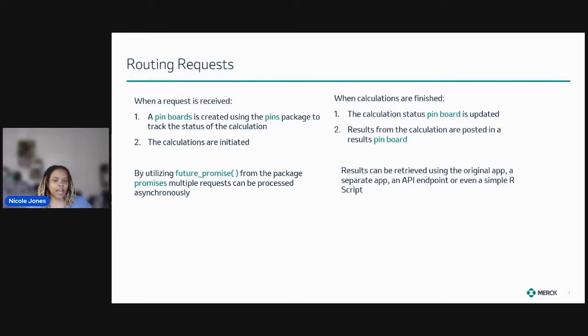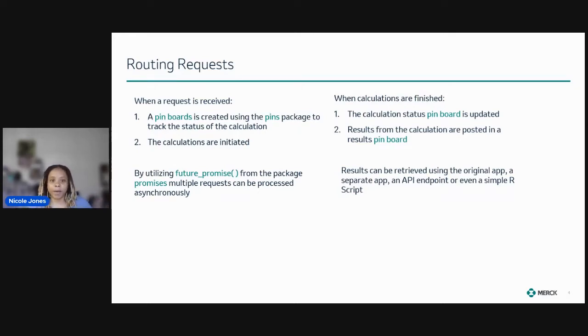Within the Plumber API, we're utilizing the promises package, and in particular, this newly developed function called future_promise, to allow us to handle multiple requests. Once the calculations are finished, the calculation status pin board is updated from calculating to finished. Then the results of the calculation are posted to a new pin board specifically for the results.